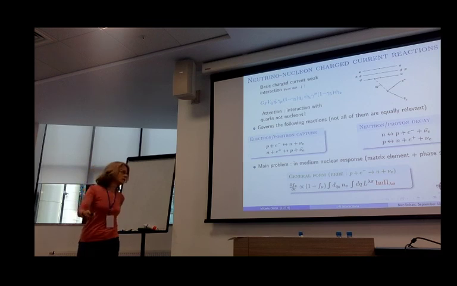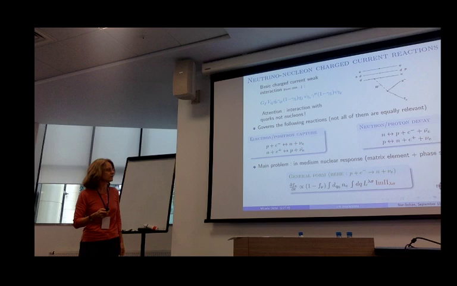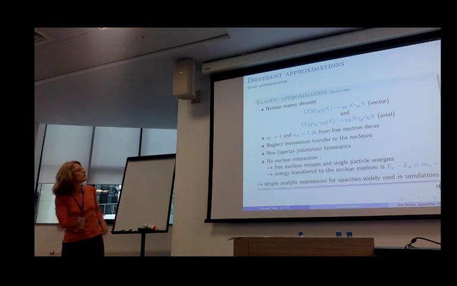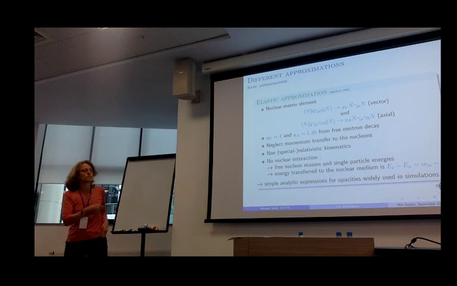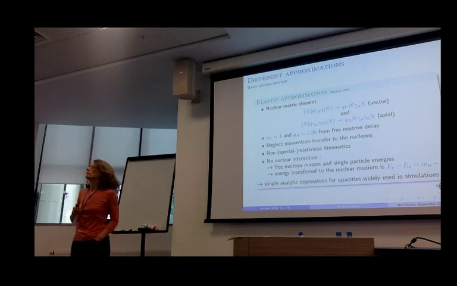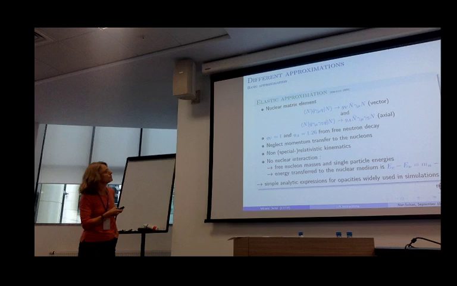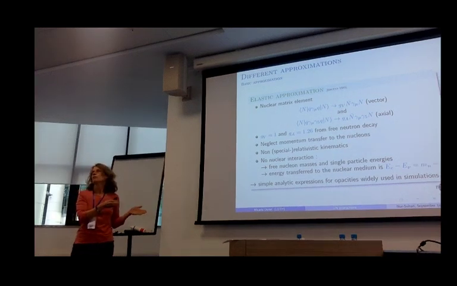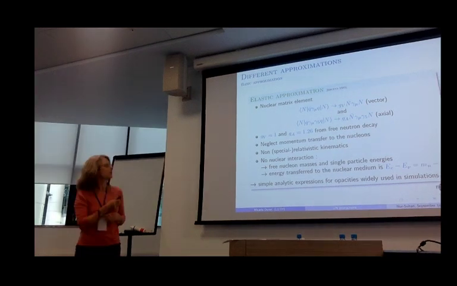So during the last several tens of years, different approximations have been proposed and are also used in simulations to calculate this nuclear part, composed of the matrix element and the phase space. The most basic approximation, I would say, is called the elastic approximation. You find it, for example, in Bruenn's 1985 paper, where you approximate the nuclear matrix element just by the expression for nucleons in vacuum.